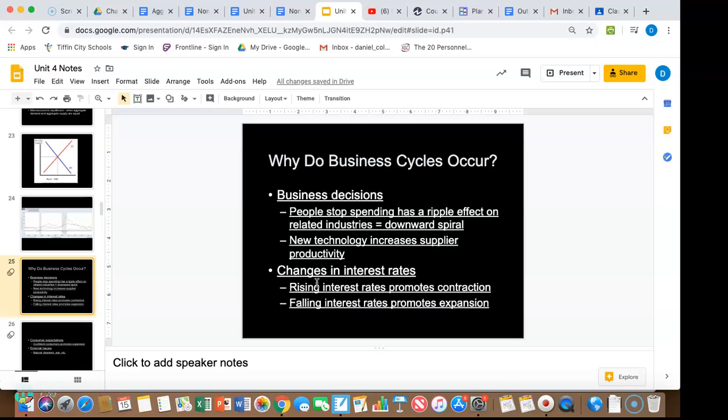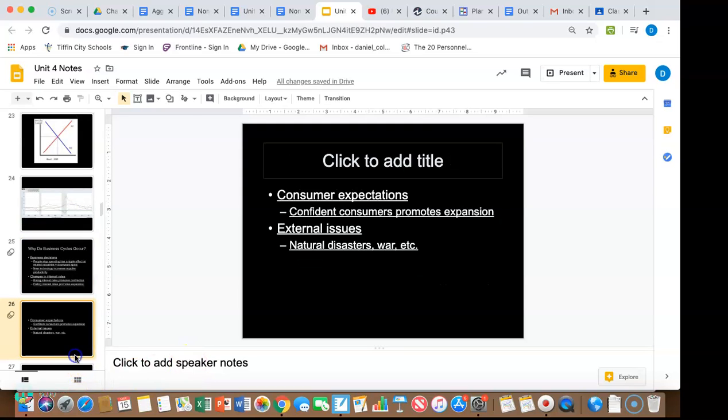If you remember, interest rates are the rate at which people borrow money. Well, in order to expand and start a business or to make a big purchase, you have to borrow money, and that comes with interest, okay? So if interest rates are rising, that encourages people to not go and borrow money to try and expand, meaning it's promoting a contraction. When interest rates are falling, that means that it's cheaper to borrow money to go buy a house or start a business. So that's going to promote expansion.